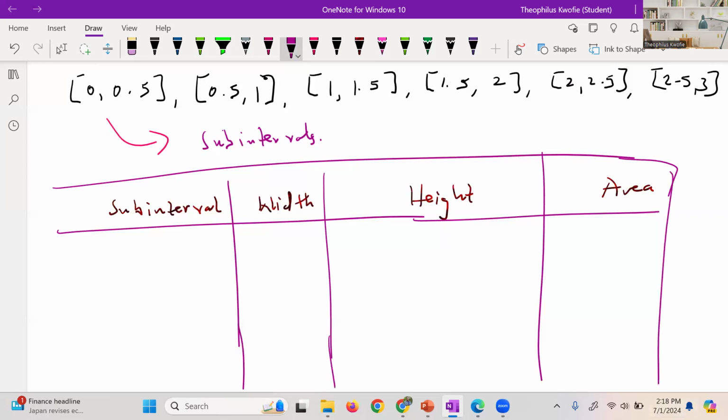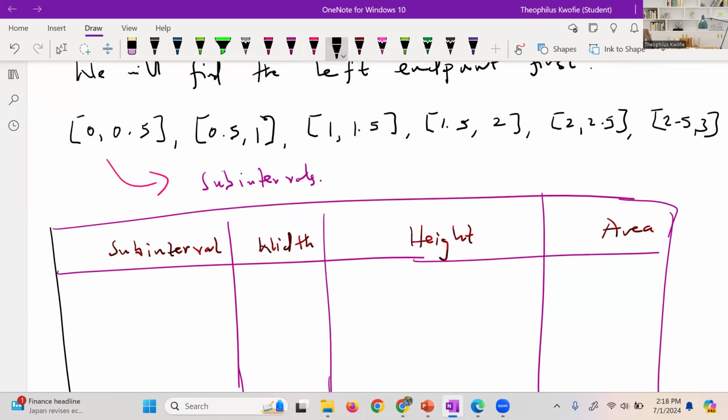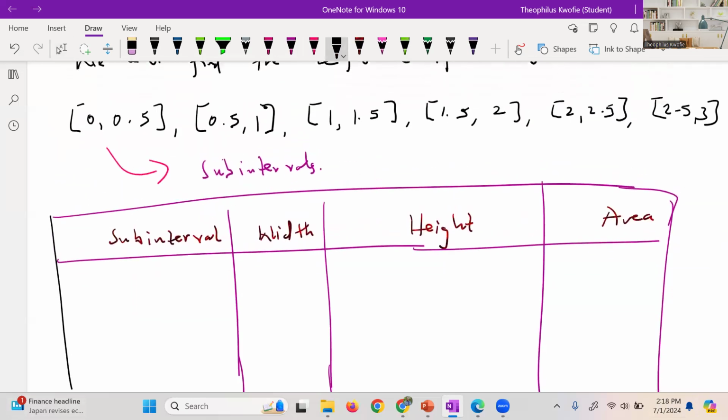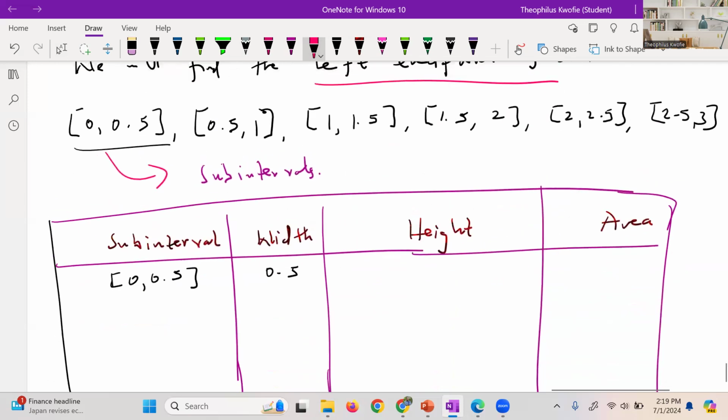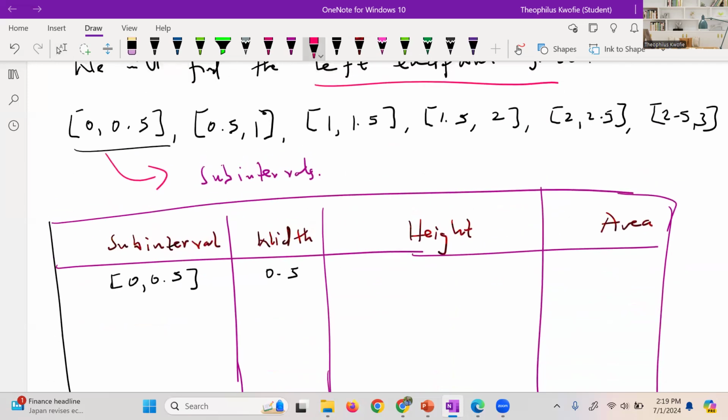All right. So when I pick the first subinterval, which is from 0 to 0.5, the width, remember, we had was 0.5. Where then becomes the height? Remember over here, we are considering the left endpoint, okay? So the left endpoint of this subinterval is what?